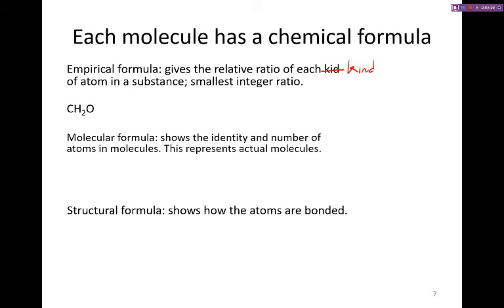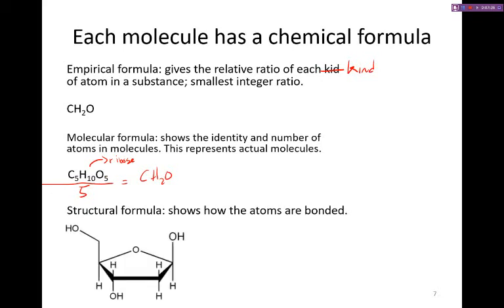However, we can expand that and take a look at an actual molecule. This one here is ribose. Ribose, you'll notice, has the same empirical formula as the molecule above. In other words, if we reduce this down by 5, we get C, H2, and then O. Ribose here is a sugar that's present in DNA and other things. If we wanted to represent this in a structural way to show how the atoms are bonded, it might look like the following. And so what we see is that there are different ways of representing molecules.